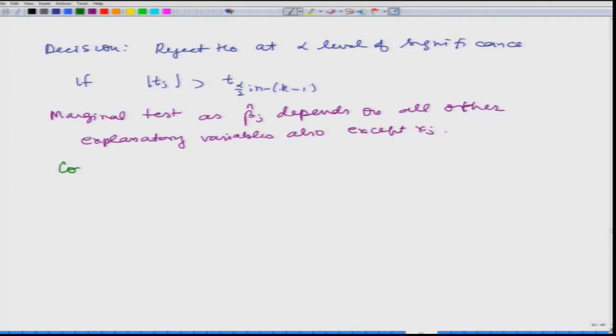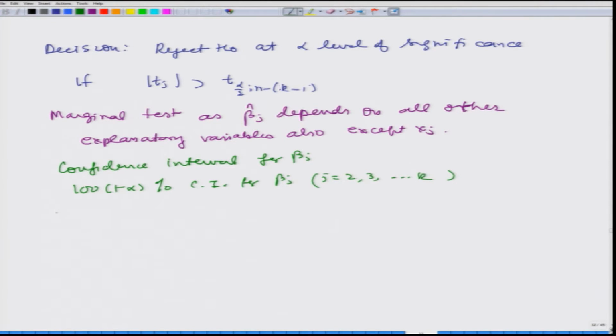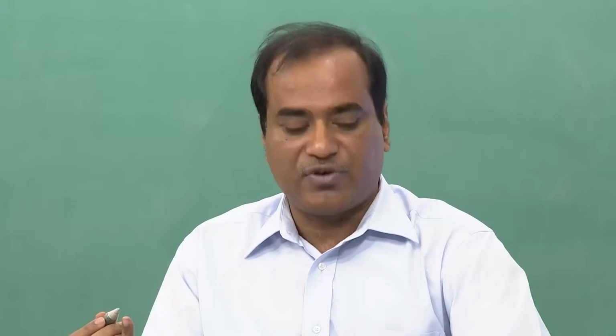So, in this case, if we try to find the confidence interval for beta j, then the 1 minus alpha percent confidence interval for beta j, j goes from 2, 3 up to k, is given by the expression. And if you recall, in the case of simple linear regression model, we had obtained the confidence interval for the slope parameter beta 1 and intercept term beta 0. So, here also we are going to follow a similar philosophy.